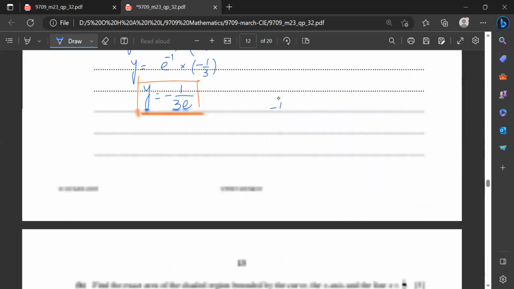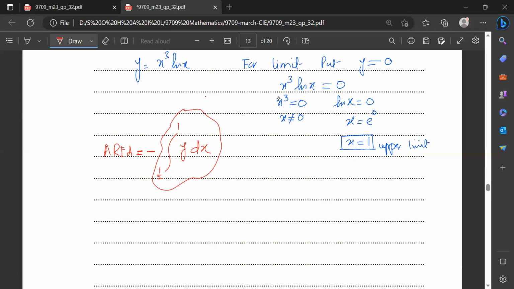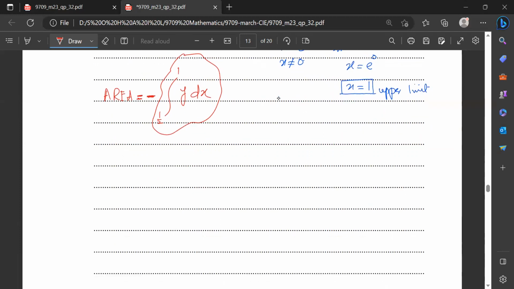Now let us use the formula. The formula for the area is y dx from half to 1, and yes, negative sign you can write because this is below the x-axis. In the calculation, this answer would be negative, and negative cannot be the area. So in the end, we can multiply by the minus sign. So in the beginning, you can introduce a negative sign. So whatever the answer coming, in the end, we'll multiply that answer by -1.